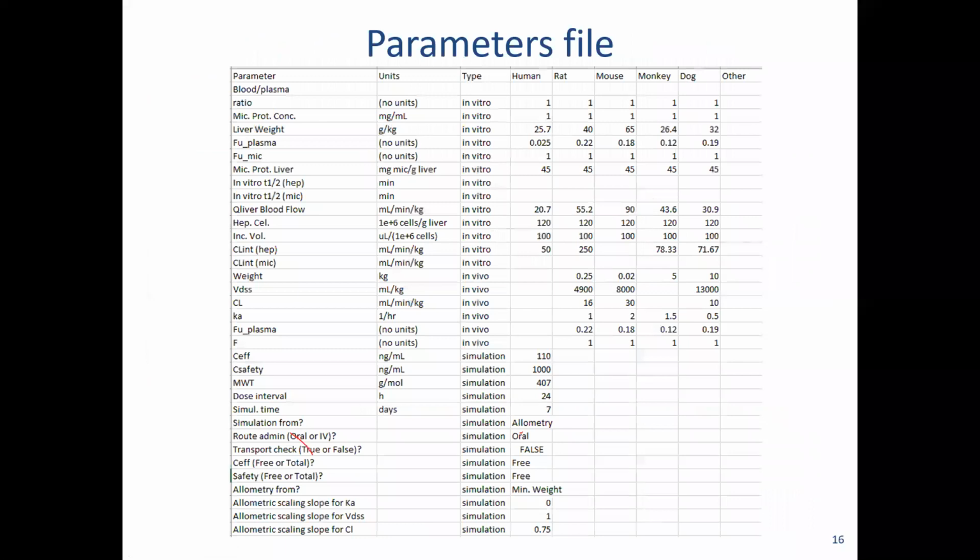This is the parameters file. You can see the top part of it labeled in vitro and in vivo contains a bunch of parameters for different species. You can create your own species in the final column. These are the units. Some of the parameters allow other units. You'll see that in the tool. And then the bottom section requires some additional information for the simulation. So this is the default parameters file that ships with the tool. You can obviously create your own.